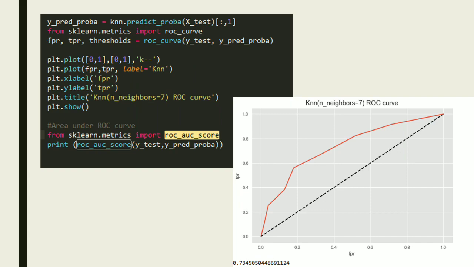Okay. How to draw it? I've given the ROC curve. You can see the last value, like 0.734. This is the value of the AUC, that is the area under the curve. You can see the function roc_auc_score. That is the AUC score, the area under the curve score.